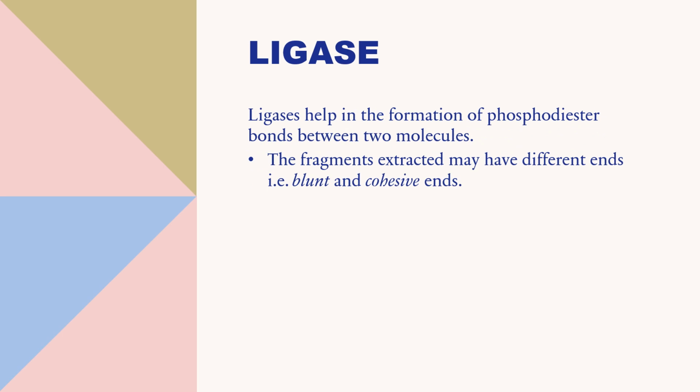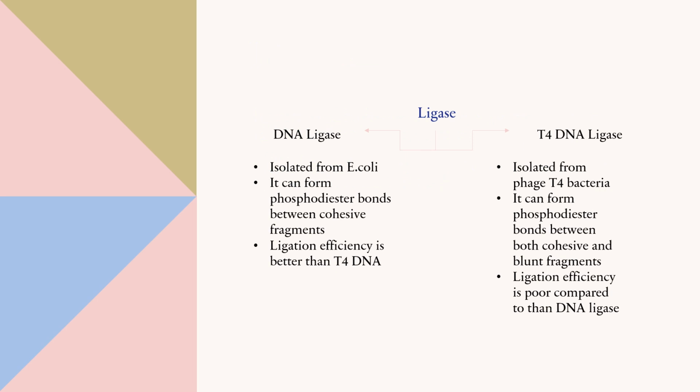Ligases help in formation of phosphodiester bonds between two molecules. The fragments extracted may have different ends, that is blunt or cohesive ends. So this is the difference between two types of ligases, DNA ligase and T4 DNA ligase. DNA ligase is isolated from E. coli, whereas T4 DNA ligase is isolated from T4 bacteria.